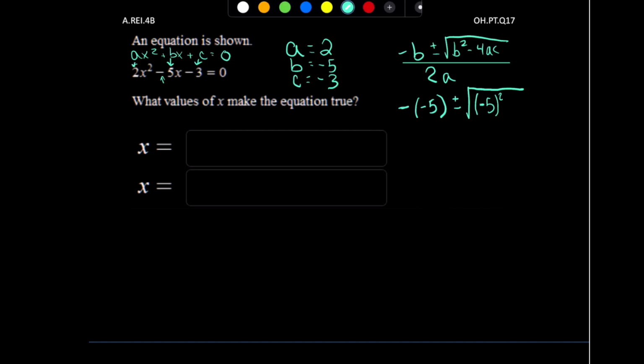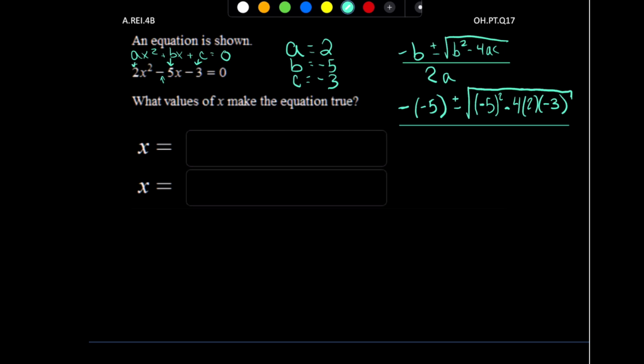Minus 4 times A, which is 2, times C, which is -3. Good habit to get into: make sure your square root covers the entire thing. I like to draw this little vertical line at the end of the square root so I know that's where the square root ends, so that if I put anything after that square root, there's no question about what's under the radical. It ends there.